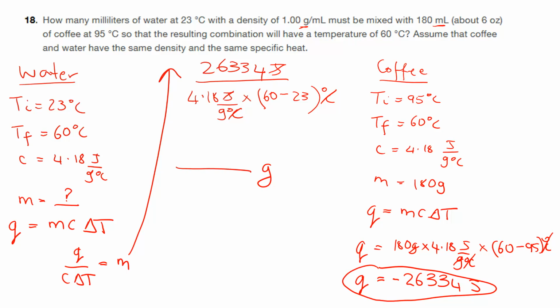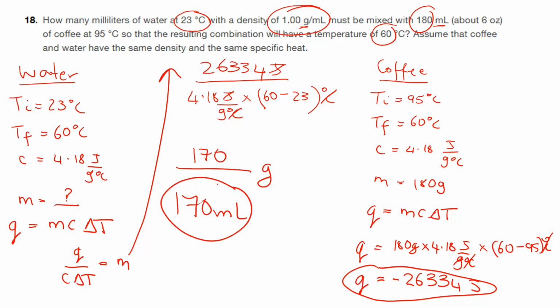And so I'm going here to 2 sig figs. That works out to be 170 grams. And as every gram is the same as 1 milliliter, that works out to be 170 milliliters. So it's almost like a thermal equilibrium problem, but not quite. You have to know your stuff though in order to work through that.